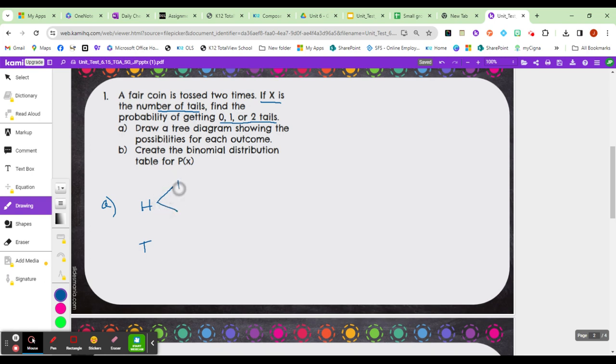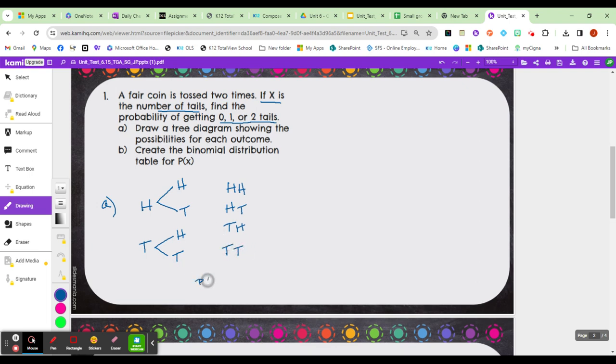So we could get a head or a tails. And then if we tossed a tail first, then we would draw 2 branches from that, and we could get a head or a tail. And then we'll look at each outcome, each possibility. So I could get a head and a head. So I'm going to do H, H. I could get a head and then a tails. I could get a tails and then a head. Or I could get a tail and a tail.